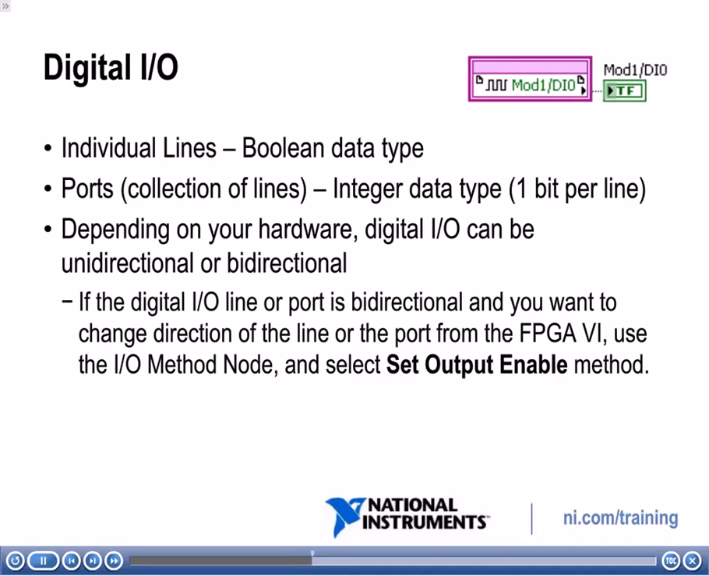If you're trying to do a port of 8 lines, for example, you would need to represent that with an 8-bit integer. Depending on your hardware, digital I/O can be either unidirectional or bidirectional. So for example, you might have a digital line with a particular module that only does digital output, or another one might only do digital input. Some hardware can do digital I/O on each line, so each line can either do input or output. If your digital I/O line or port is bidirectional, and you want to change the direction of the line or the port from the FPGA VI, there's a method for that, and you would just select the Set Output Enable method and determine it that way. Later in this lesson, we'll talk a little bit more about I/O method nodes.